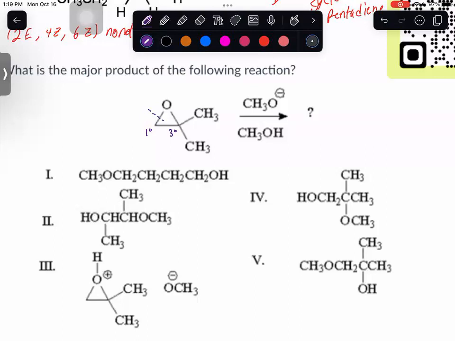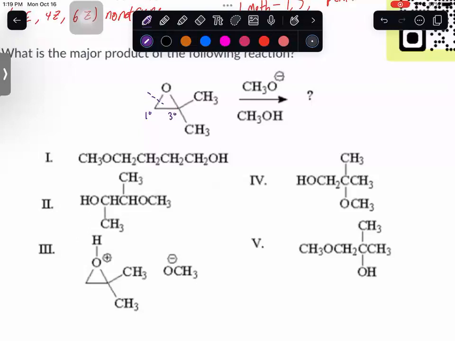It's an epoxide. Remember, the triangle is reactive in acids and bases. The triangle reacts with both. We're going to cleave that primary carbon. Take your time, it's okay. It's in condensed formula.